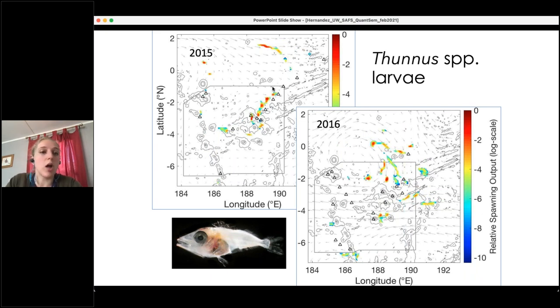In 2015, we see a lot less movement of larvae across the boundaries. And in 2016, there's a lot more of that movement across the boundaries because of stronger currents.